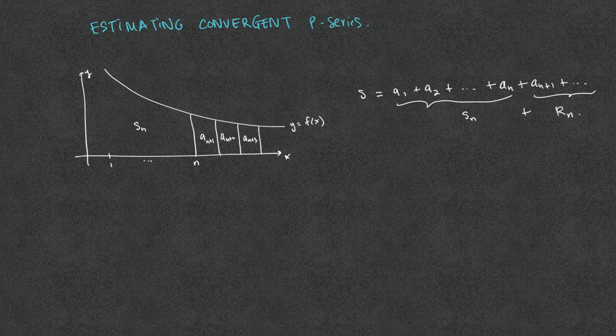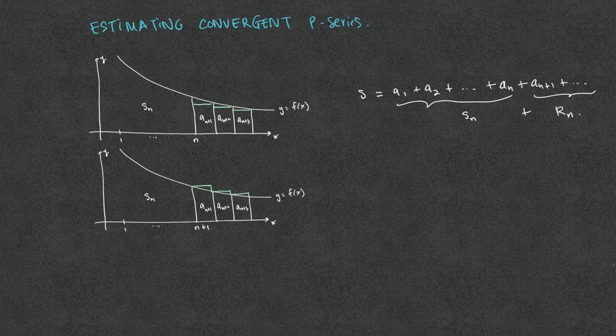The remaining terms is called the remainder R sub n. We will examine the remainder two different ways. If we use the right endpoint for each subinterval of width 1, then the remainder is less than the improper integral from n to infinity of f of x dx. This integral is the area under the curve.